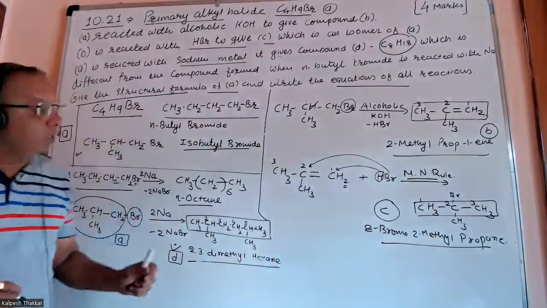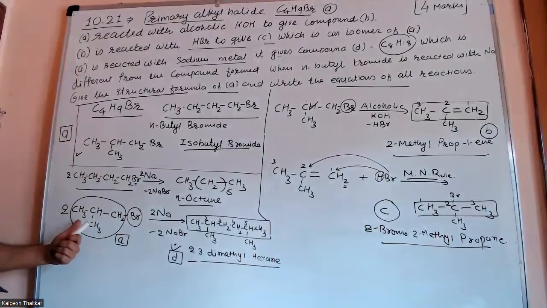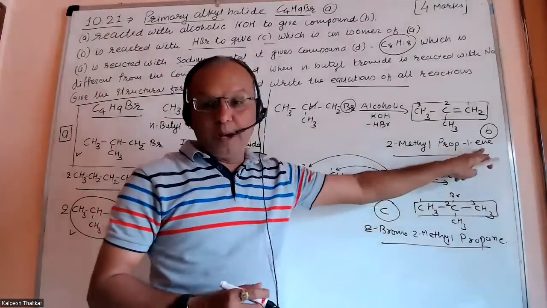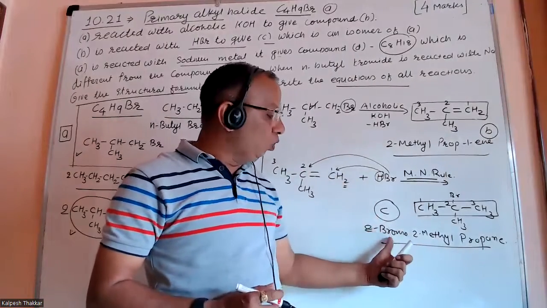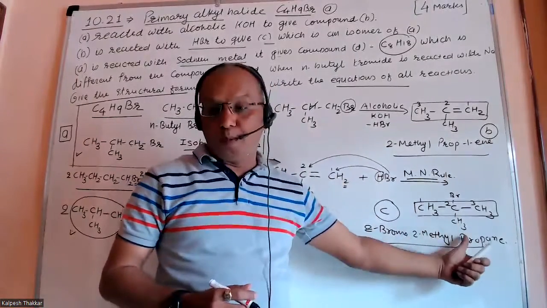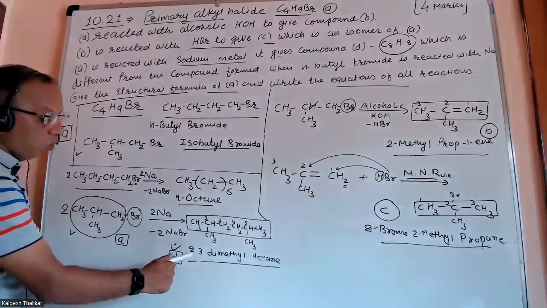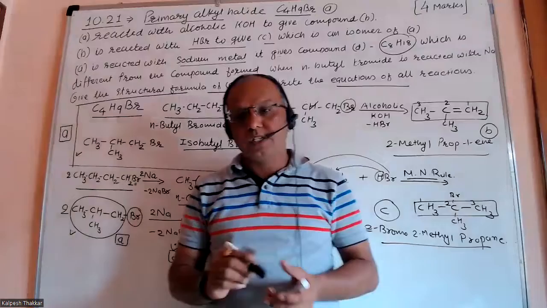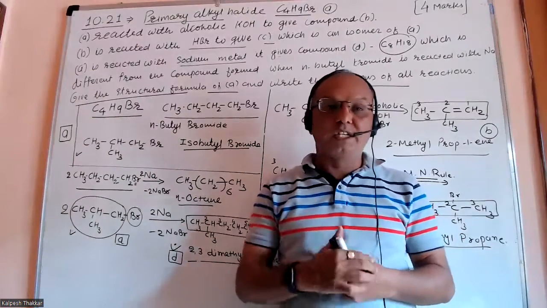So now it is clear: compound A is isobutyl bromide. Compound B, friends, is 2-methylprop-1-ene, and C is 2-bromo-2-methylpropane, and the last one, compound D, is 2,3-dimethylhexane. Friends, this type of question can be asked in JEE, NEET, and all board exams.